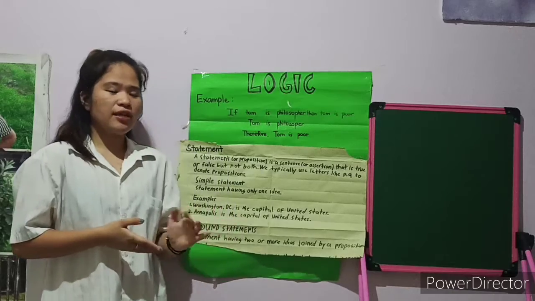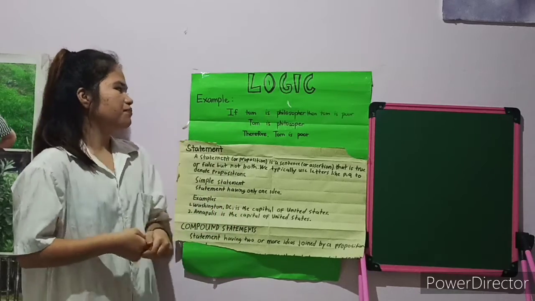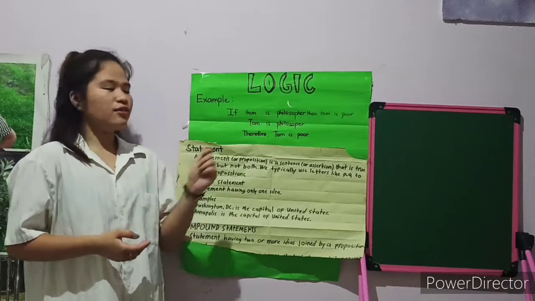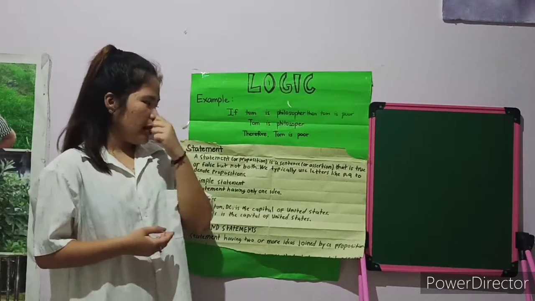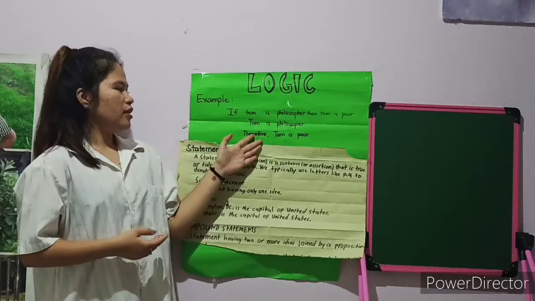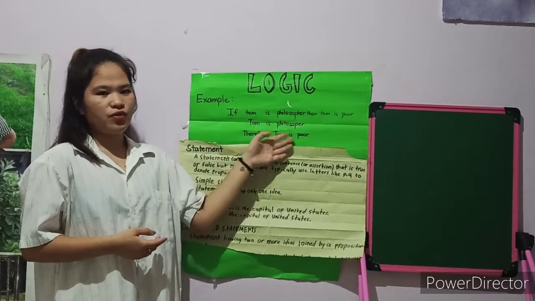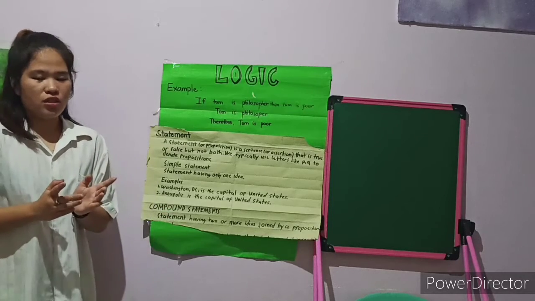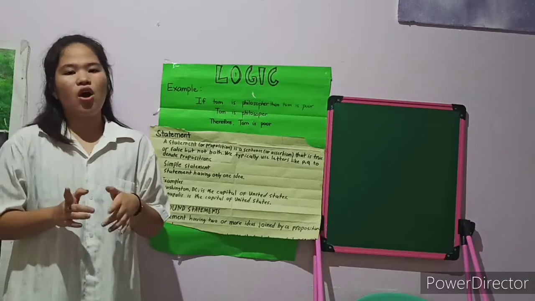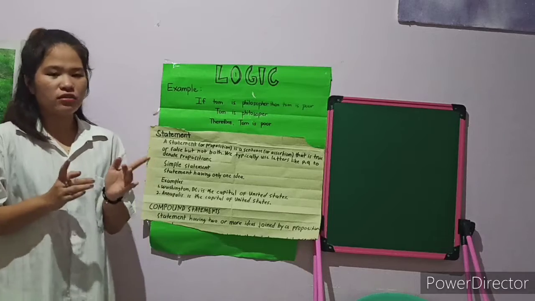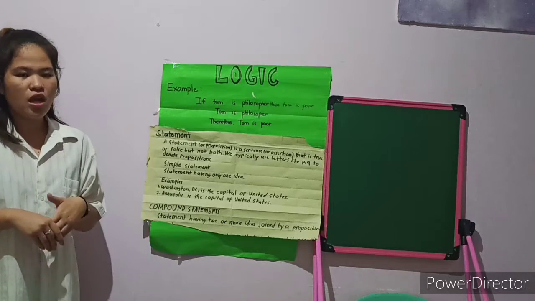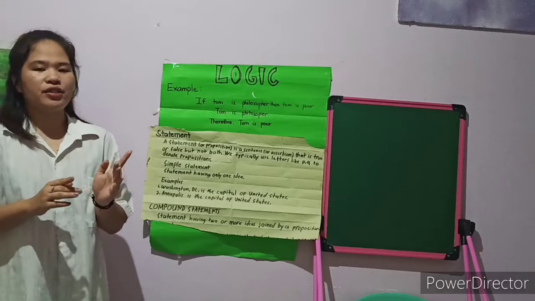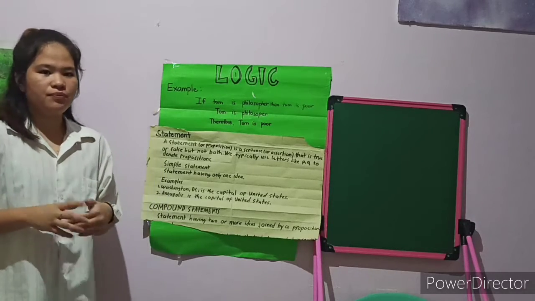I have here some examples of logic. If Tom is a philosopher, then Tom is poor. Tom is a philosopher, therefore Tom is poor. We might define logic as the study of the principles of correct reasoning. Logic is a quite controversial matter.